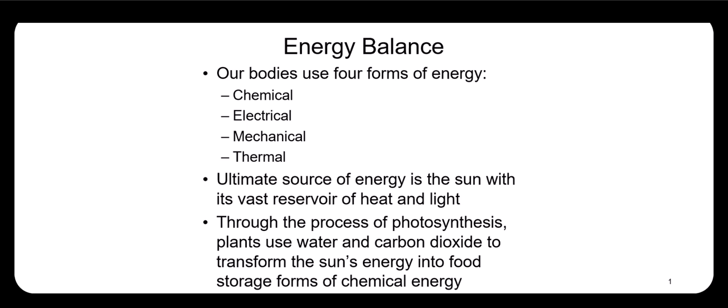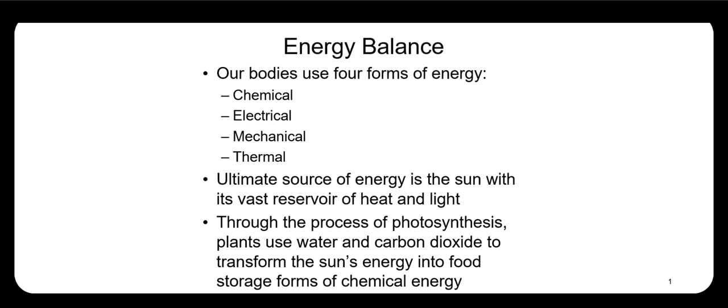Then, next term, we're going to talk about how we turn those nutrients into energy, a consistent, sustained, available supply of ATP for your cells. So, again, we'll do a little bit of background to all that. So, what we're really talking about is energy balance. Our bodies use energy in several different forms: chemical, electrical, mechanical, thermal.